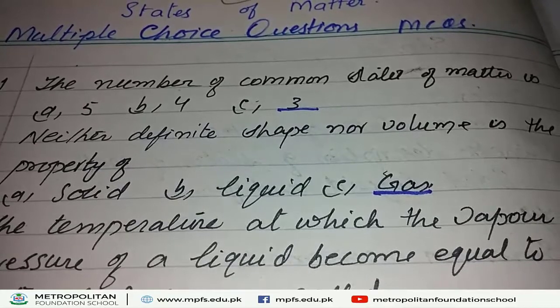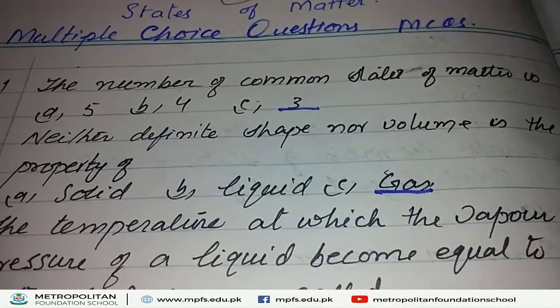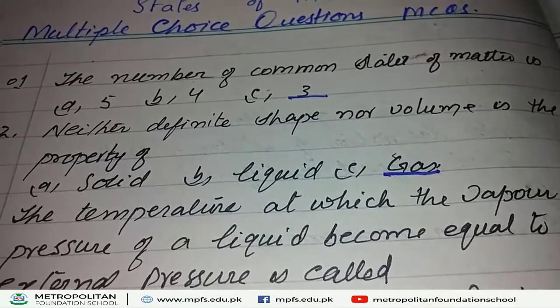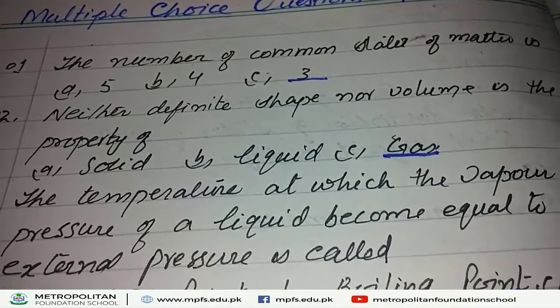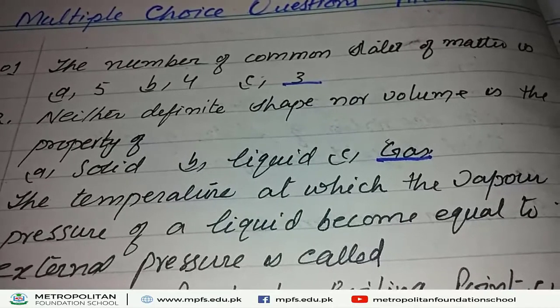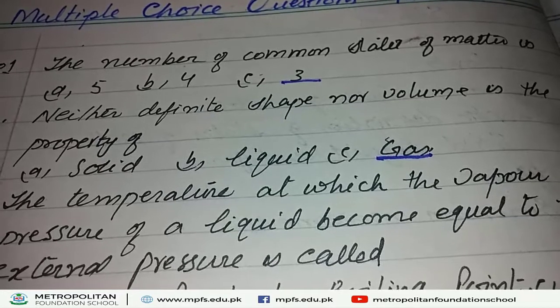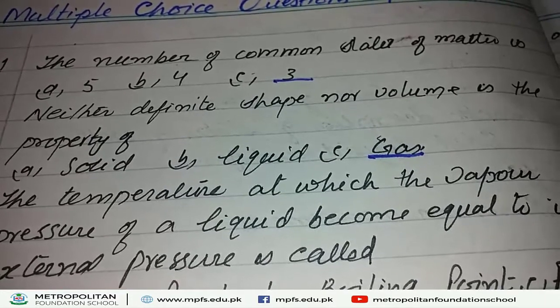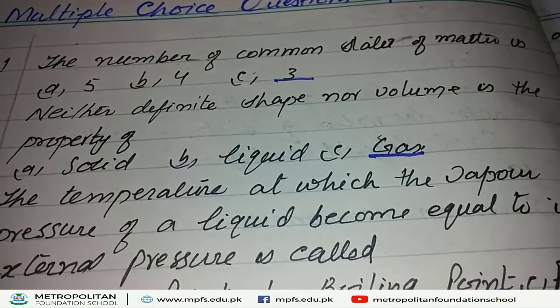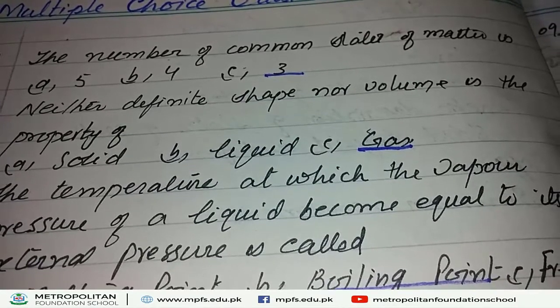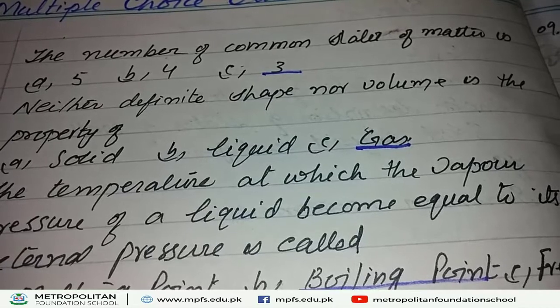Today I will discuss here MCQs of chapter States of Matter. Now I will start MCQs number 1. The number of common states of matter is, as you know students, what is matter? Matter is anything that occupies space and has volume.